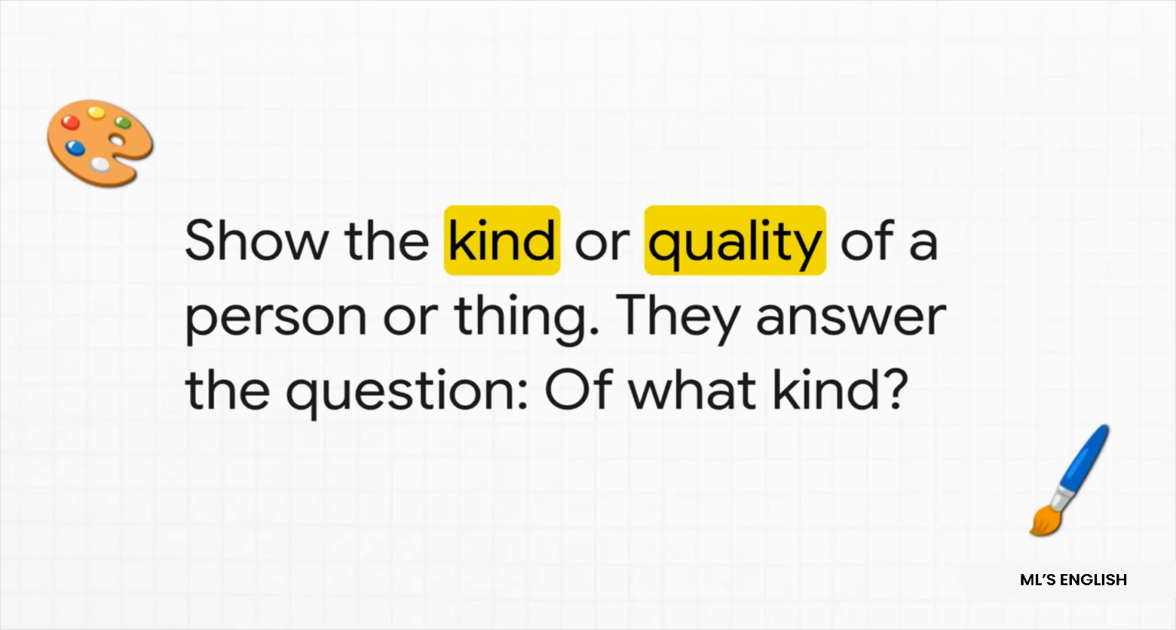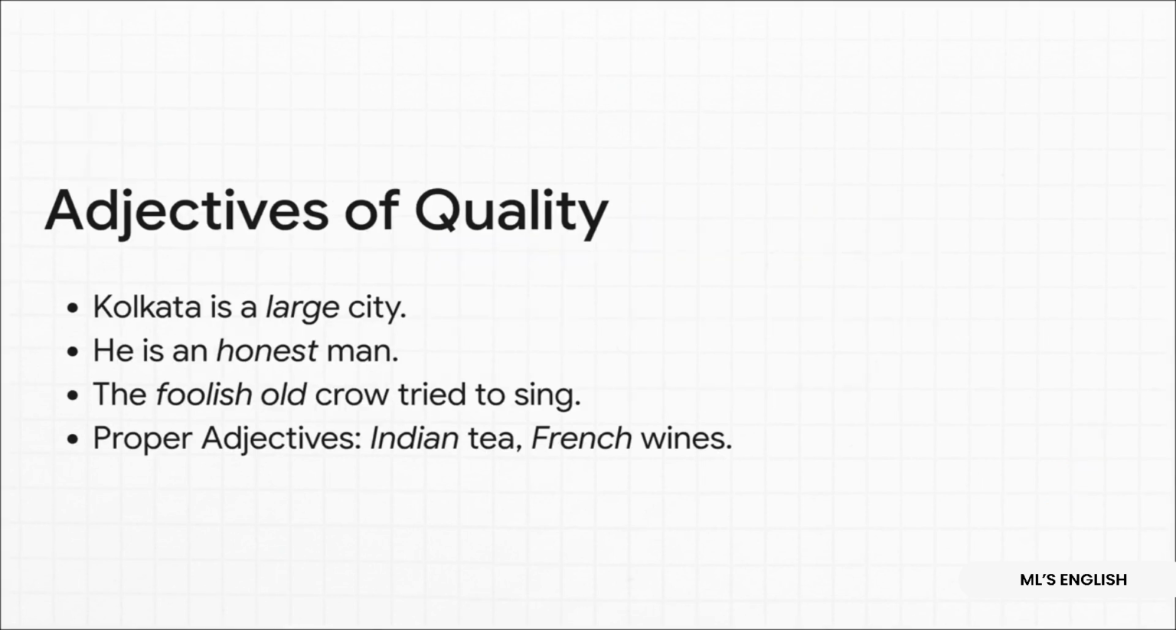The first and, by far, the most common type are adjectives of quality. These are your classic descriptive words. They answer one simple question: what kind? They tell us about the nature of a noun, its size, its color, its personality, you name it. For example, we can say Kolkata is a large city, or that he's an honest man. You can even stack them up, like describing the foolish old crow.